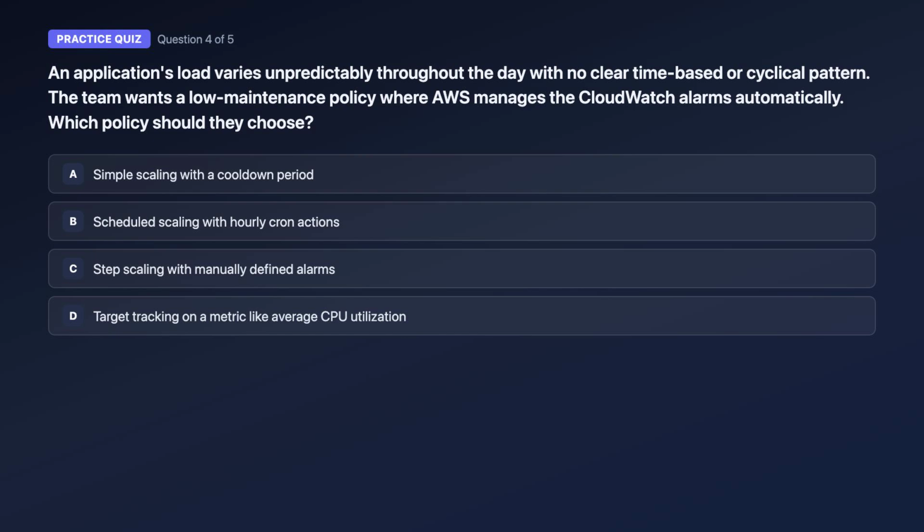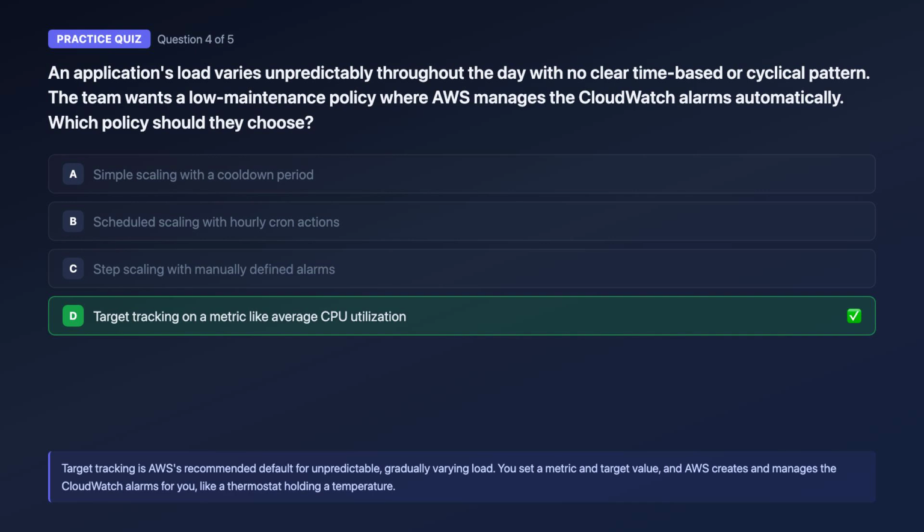A. Simple scaling with a cooldown period. B. Scheduled scaling with hourly cron actions. C. Step scaling with manually defined alarms. Or D. Target tracking on a metric like average CPU utilization. Got your pick? Let's see.